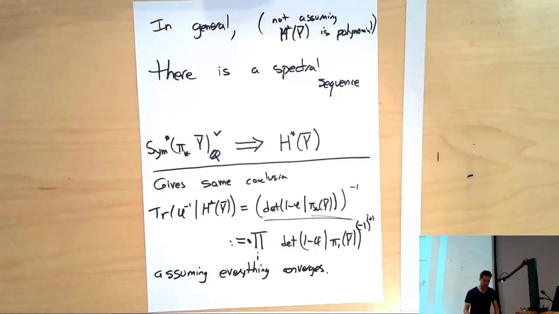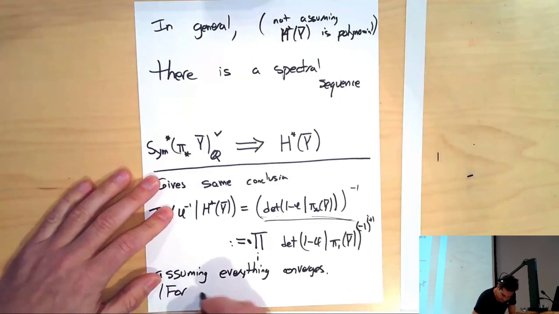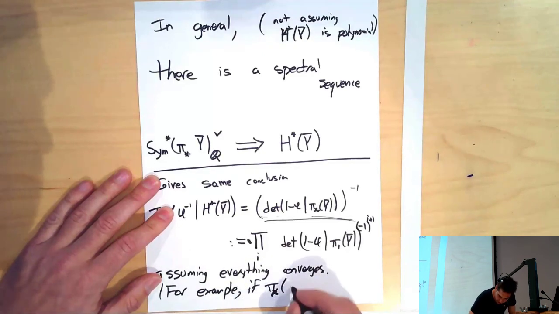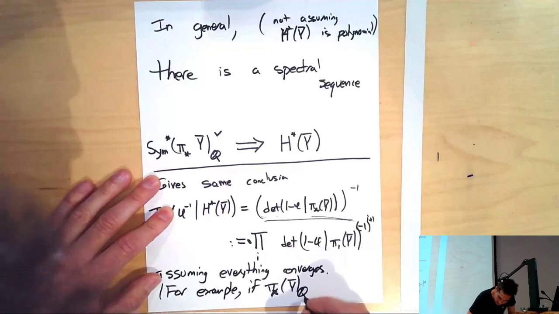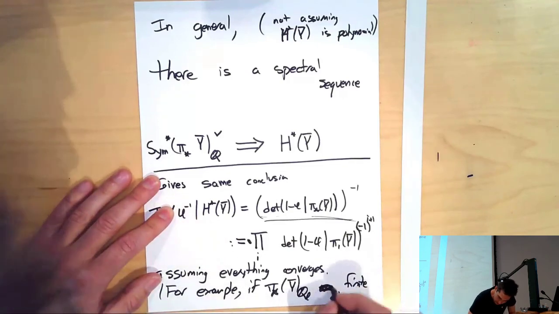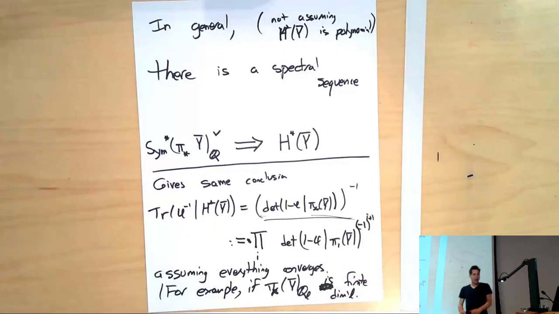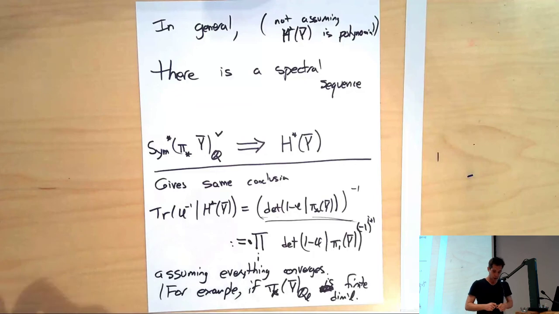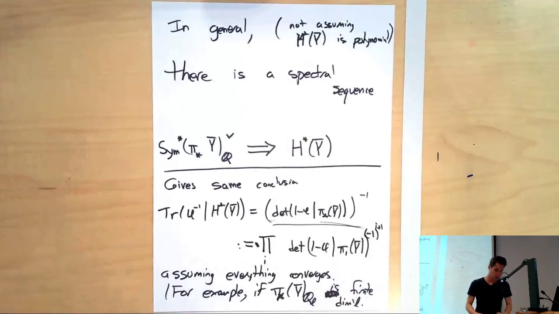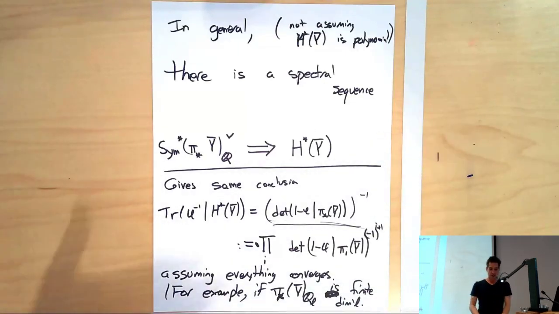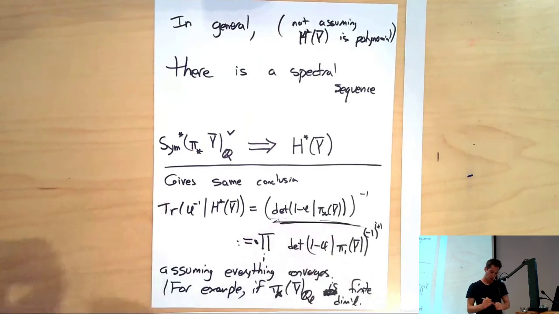And when does everything converge? Well, one way to ensure that is, for example, if you knew that these homotopy groups were finite dimensional as a vector space. They're automatically finite dimensional in each degree under the assumptions that I mentioned earlier, and if they're concentrated in finitely many degrees, then everything will converge and you will get this conclusion. And therefore the Grothendieck-Lefschetz trace formula will be equivalent to something that you can state in terms of this determinant of 1 minus Frobenius on pi star of Y.